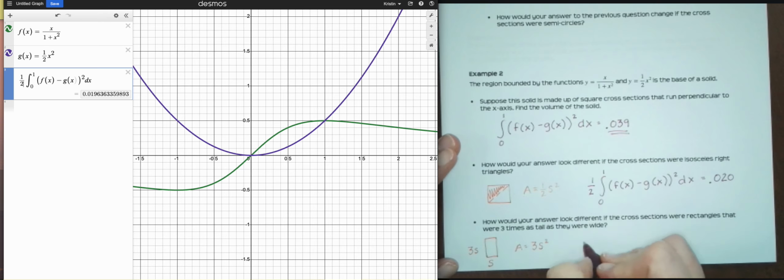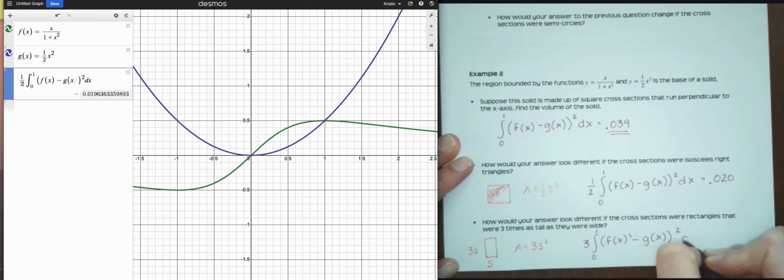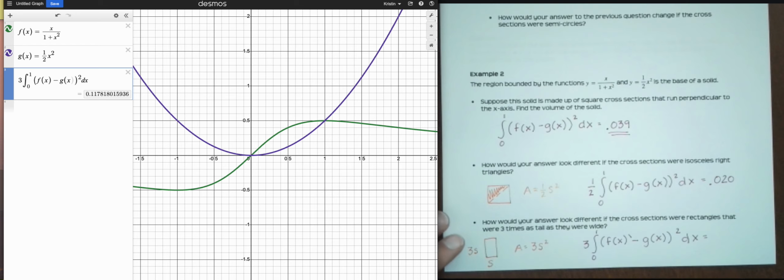And for the rectangle one, same thing. You're just going to put a 3 in front, minus g of x squared. And I can just go here to Desmos, knock out that 1/2, turn it into a 3. Okay, so I get what? 0.118.